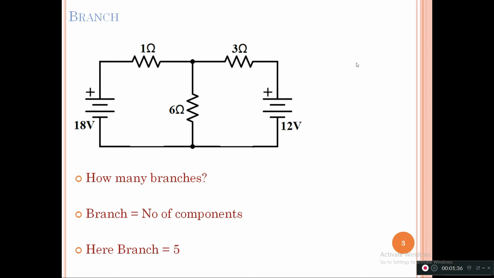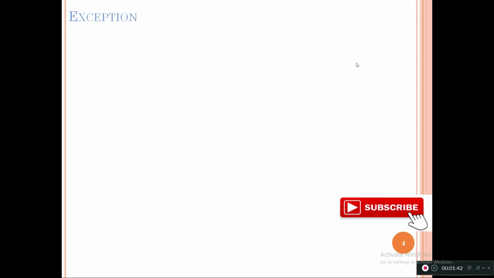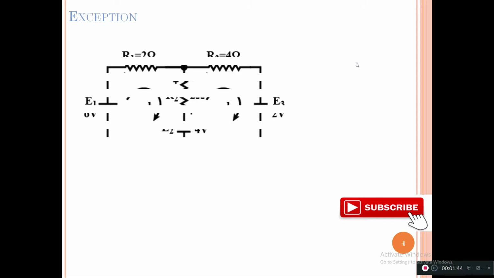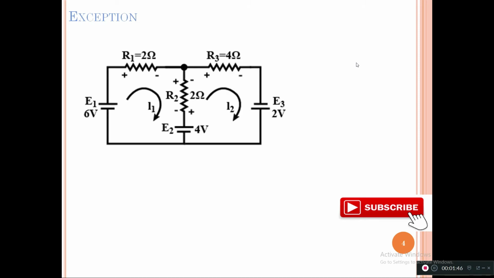Okay, it is as simple as that. You just have to count the number of components. Now what is the exception in this particular concept? Let us see this figure. Here there are 6 components: 6 volt battery E1, 2 ohm resistance R1, R2 which is also a 2 ohm resistance, R3 a 4 ohm resistance, E3 a 2 volt battery, and E2 in the middle, a 4 volt battery.